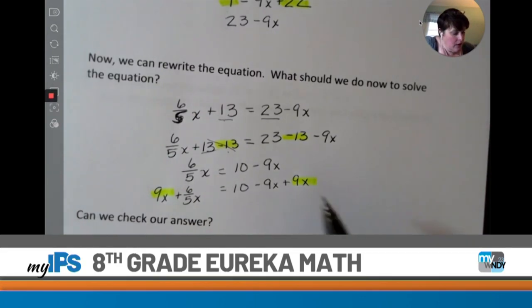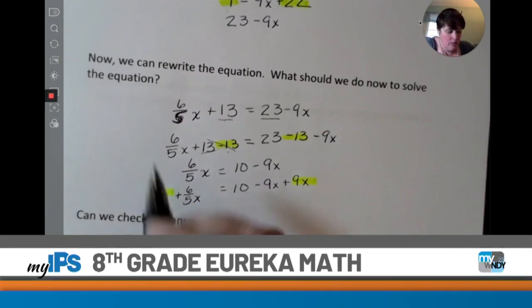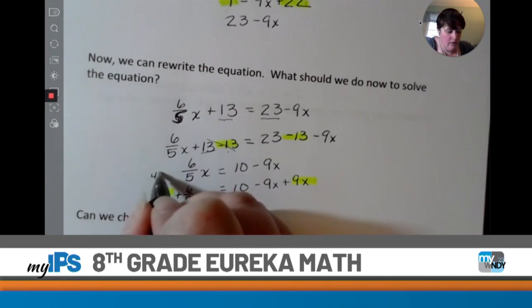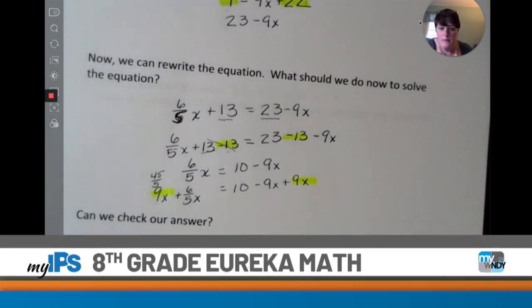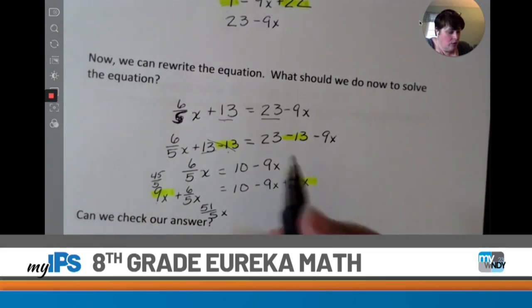Now I have to think about 9x and 6/5 x. Let me think about this for a minute. 9x could be thought about as 45/5, because I have 9 fives over 5, and that would be 45 of them. 45 plus 6 is 51/5 x is equal to 10.